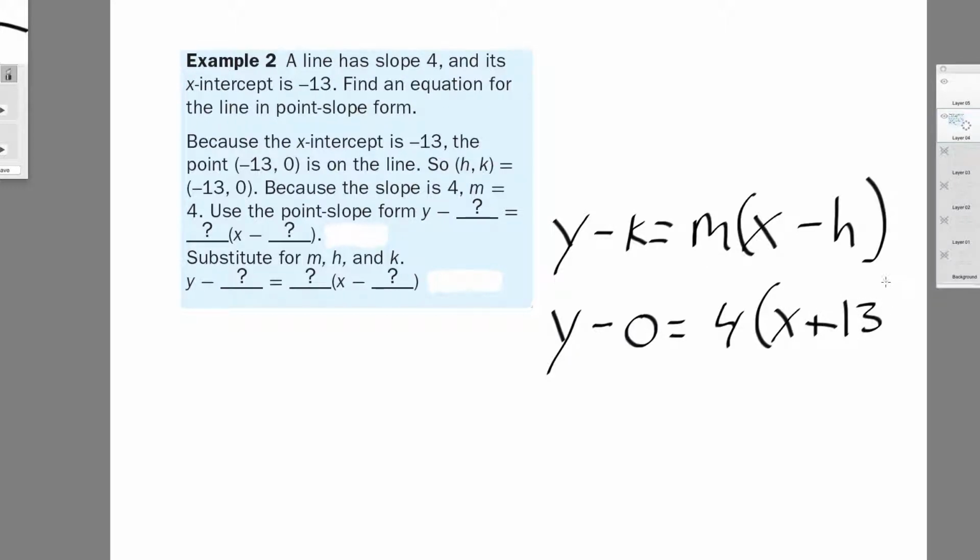So we now have this written in point-slope form. And we have substituted for m, h, and k, so y minus 0 equals 4 times x minus a negative 13, or x plus 13. Point-slope form. That's it for this lesson.